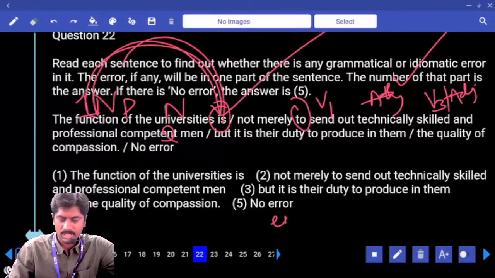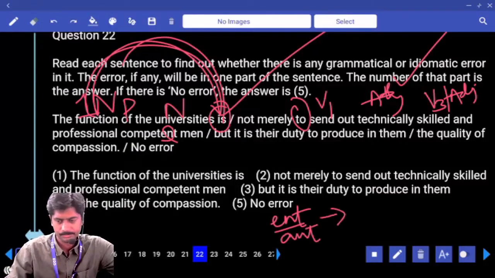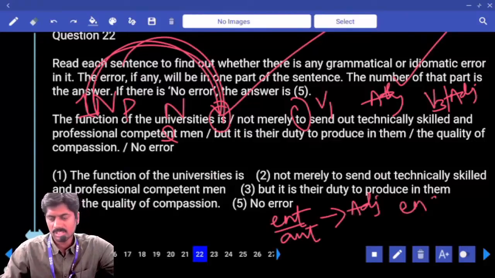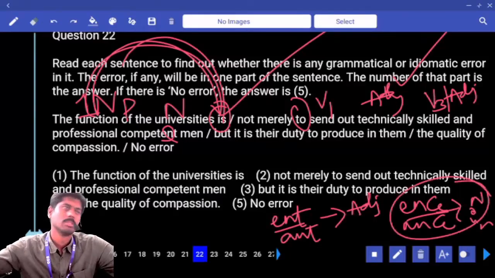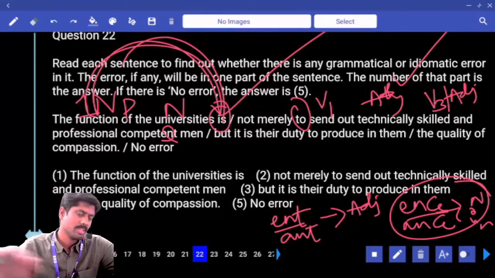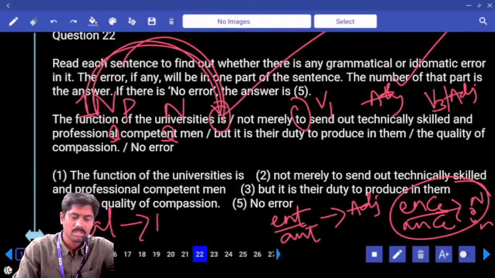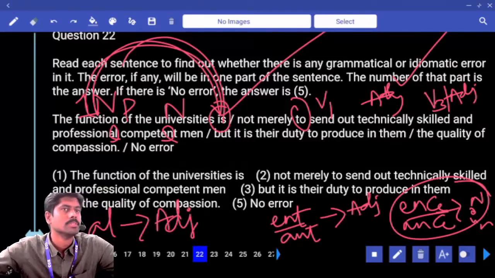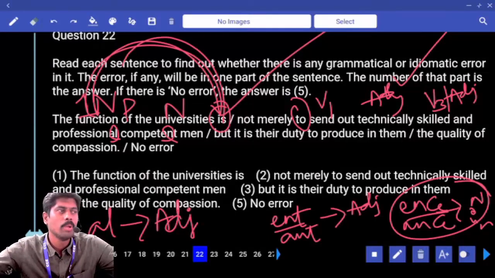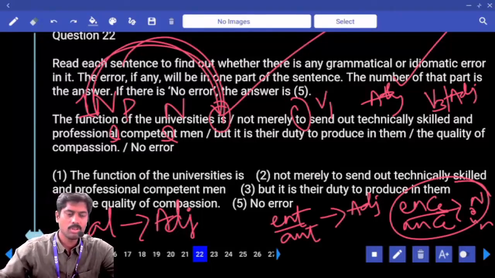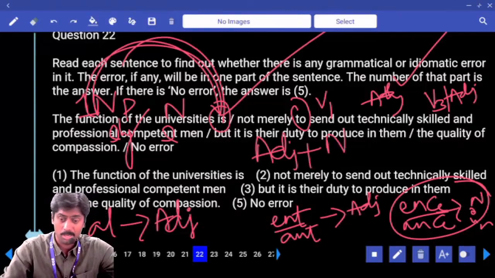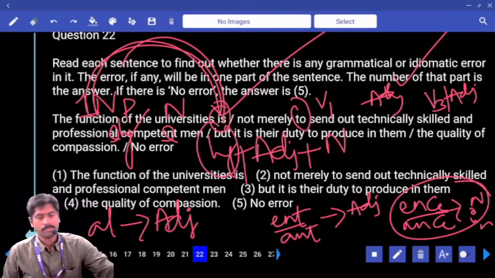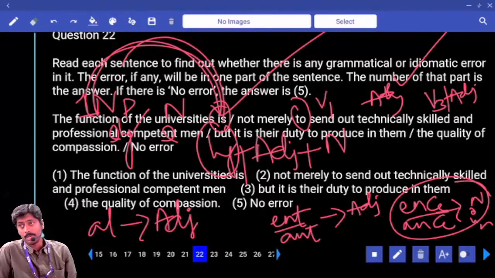If a word is ending with ENT, ANT, what is that? Adjective. ENC, ANC, noun. Now competent is adjective. And professional, if a word is ending with AL, economical, financial, peripheral, global, AL, adjective. Professional competent, wrong. Professionally competent. Because adjective partner, after I can keep noun, but before, adverb. So professionally competent men.